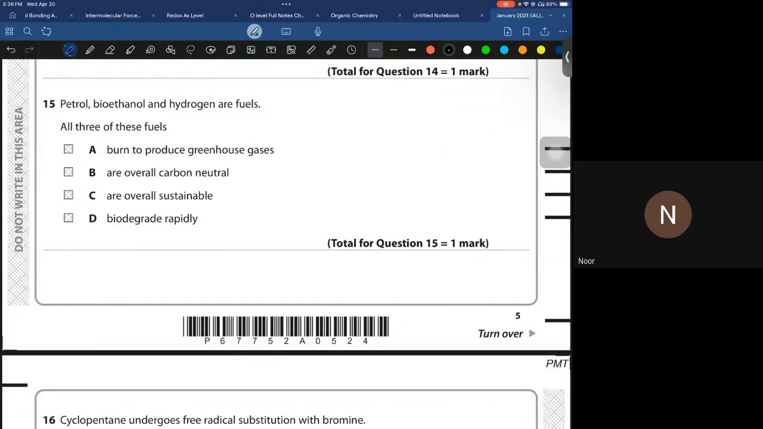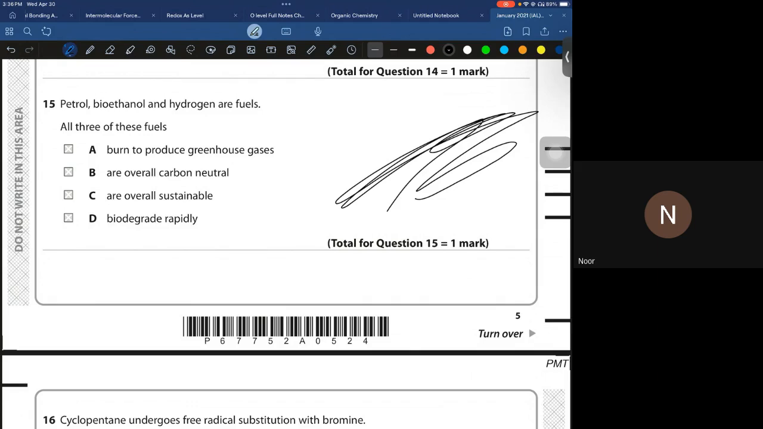Petrol, bioethanol, and hydrogen are fuels. All three of these fuels are going to burn, and they are going to produce greenhouse gas, whether you have petrol, bioethanol, or hydrogen. Water molecule is also a greenhouse gas. If you burn petrol, it's going to release water. If you burn bioethanol, it's going to release water. If you burn hydrogen, it's also going to release water. So A option is correct.